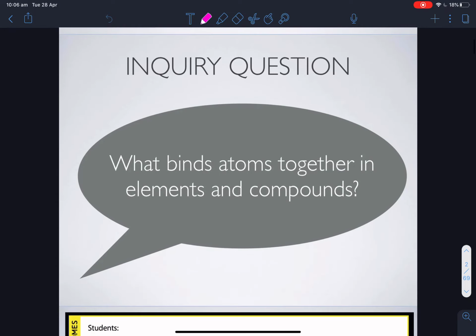Okay, so our inquiry question for this chapter is the same as last one, I think it was: what binds atoms together in elements and compounds? That's specifically talking about intramolecular bonds, those bonds within a molecule, intra. Now we're going to start looking at the intermolecular forces. They're the forces of attraction and repulsion between two or more neighboring molecules.